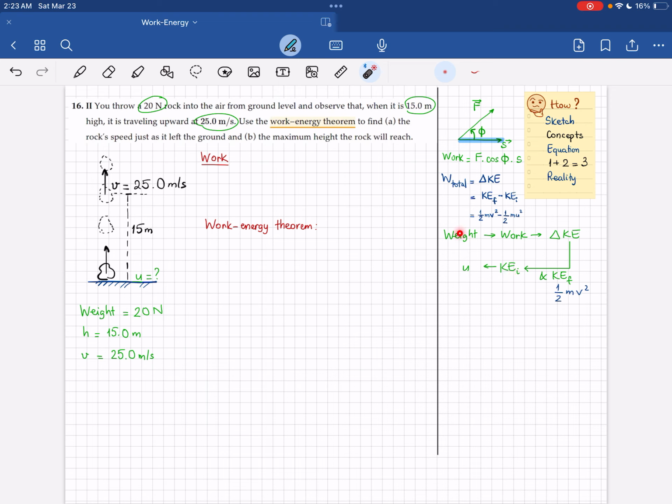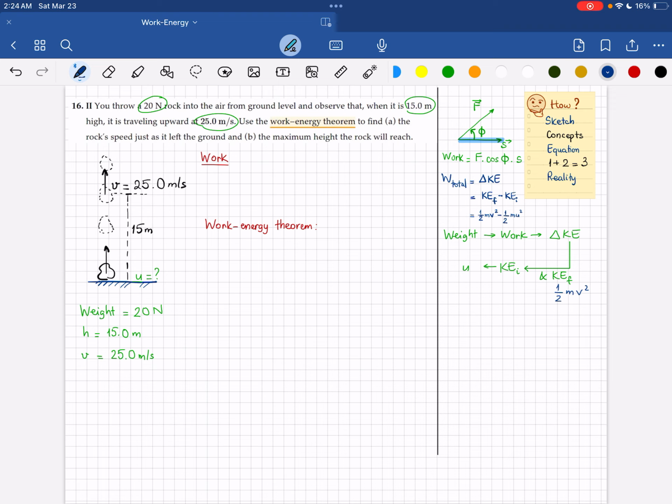At first, from the weight, we find the work of it, and then we find the change in the kinetic energy, and then from that we can find the initial kinetic energy, and then we can find the initial speed that they ask here. So let's solve one by one for the work.